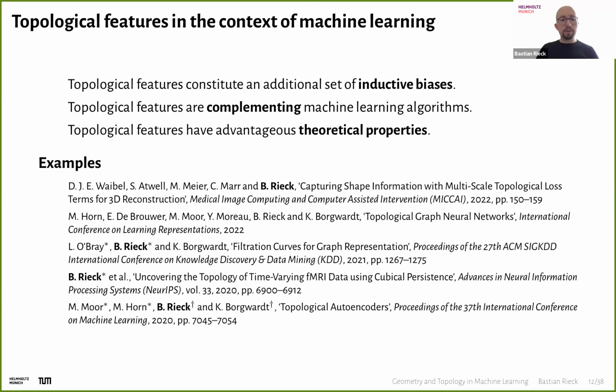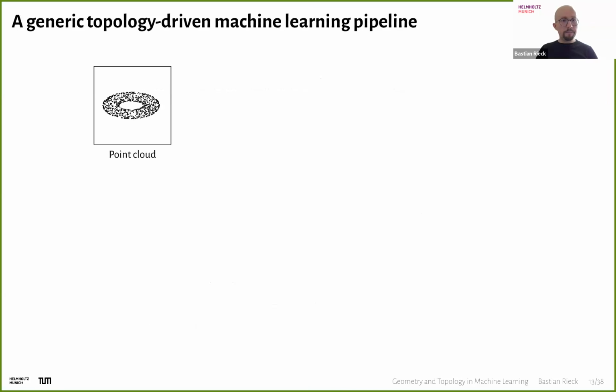But we also were able to show that there are some advantageous theoretical properties of these features, in the sense that these features increase the theoretical and empirical expressivity of our models in a certain precise way. So we can distinguish between different classes of objects and so on and so forth.